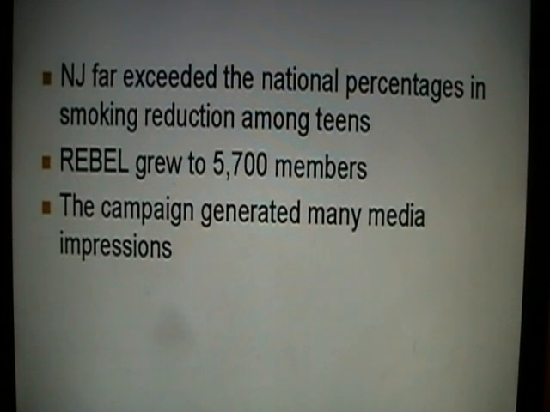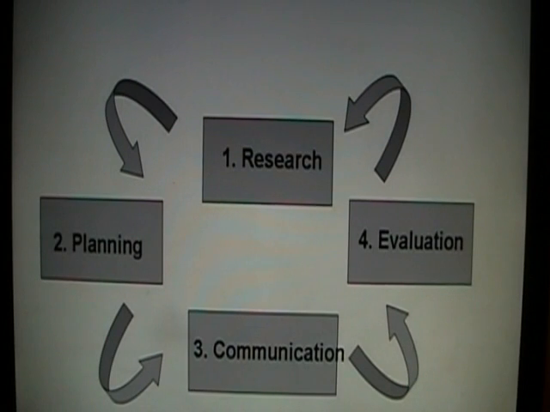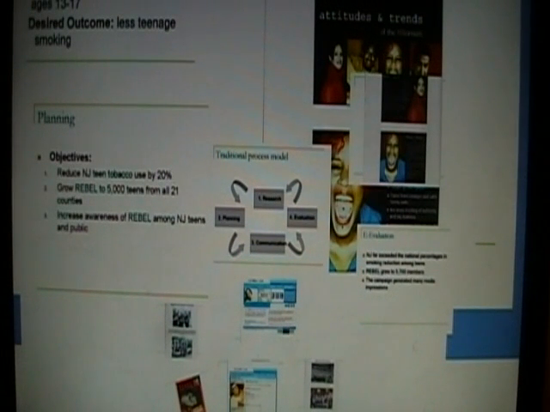Well, were their efforts effective? Based on those objectives presented earlier, you'll see that New Jersey exceeded national percentages in reducing smoking among teenagers, so it was effective. Whereas they wanted 5,000 Rebel members, they actually got 5,700, and associated with their awareness objective, they counted media impressions. So as a set, they followed the whole process of research, planning, communication, and evaluation. And this is how it all came together, a case study to describe the public relations process.